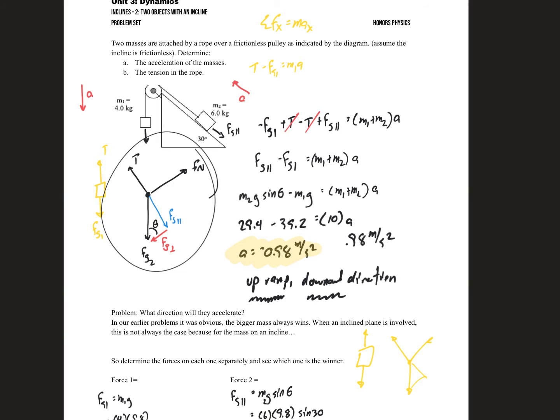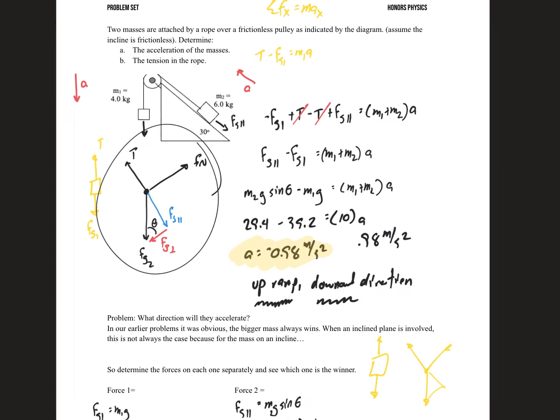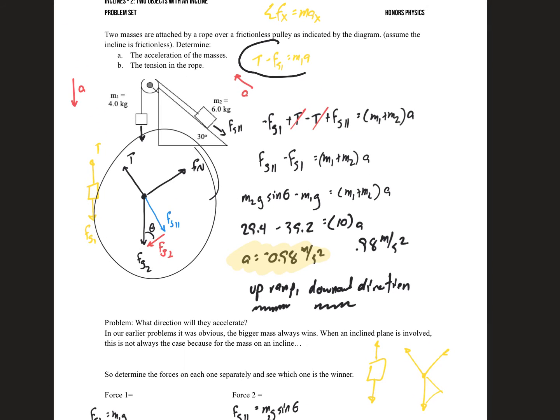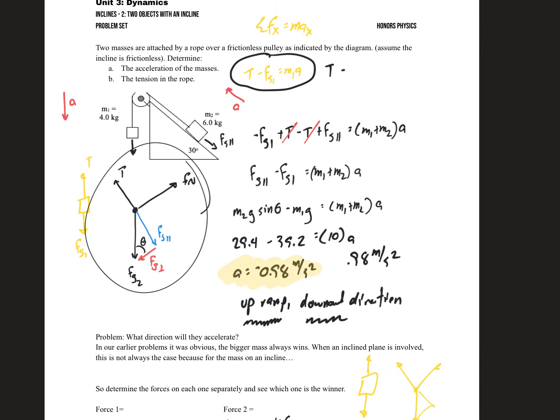The other thing we have to look at is we have to figure out what the tension in the rope is. And so once we do that, we can utilize this equation that we started off with up here. Once you know the acceleration, you just plug everything in. Tension minus the FG1, so we know this value down here is 39.2, equals M1, which is the 4, times the acceleration. So here we'll have this 0.98.